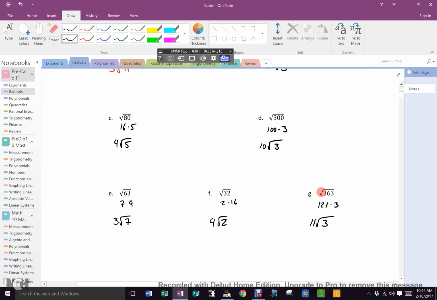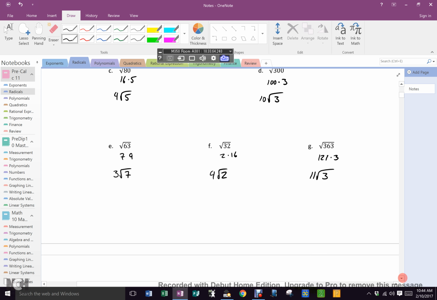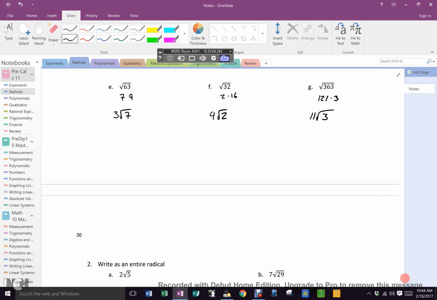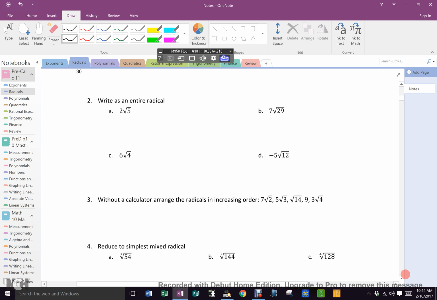Does it matter what I do with the index? Yeah, the index matters, doesn't it, Michaela? We're going to come to that in a minute. Okay, reverse it.